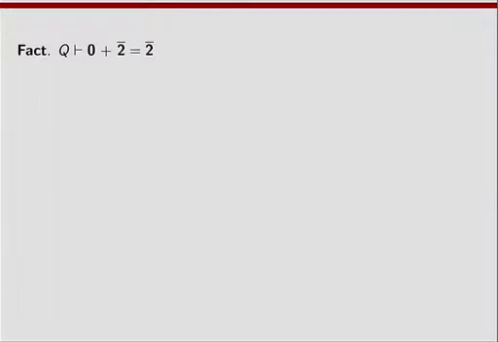Now, as a sanity check, we can first see that Q can prove that 0 plus 2 equals 2. So the constant 0 plus the numeral 2 must equal the numeral 2. Really, this is showing that we can prove, or derive, this atomic formula: 0 plus the successor of 0 equals the successor of 0. And that's what we want to prove. All right, so let's see how we do that.